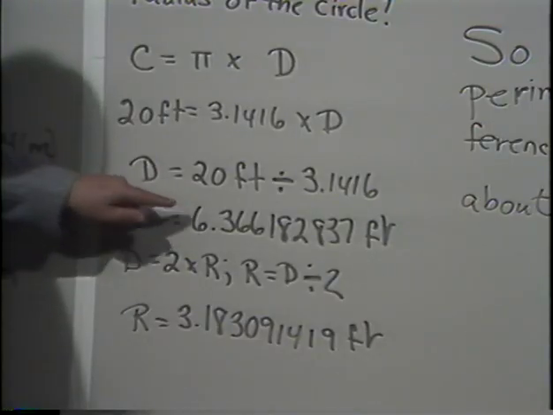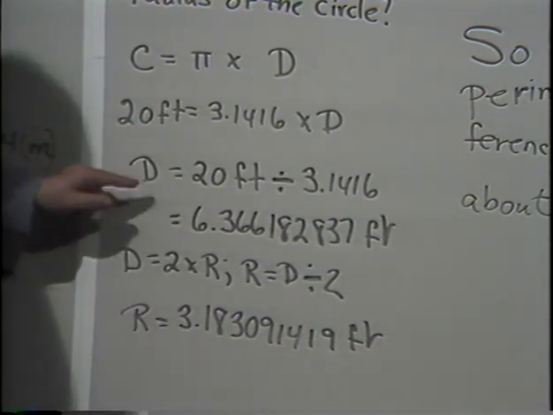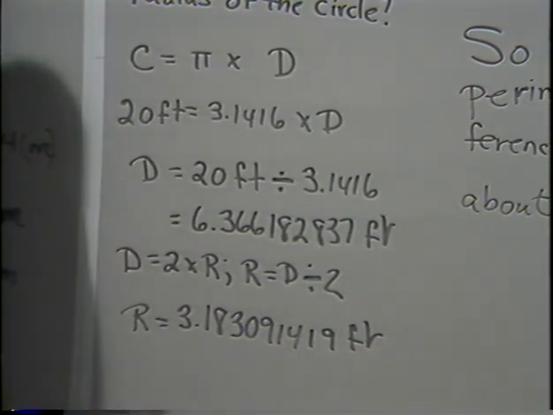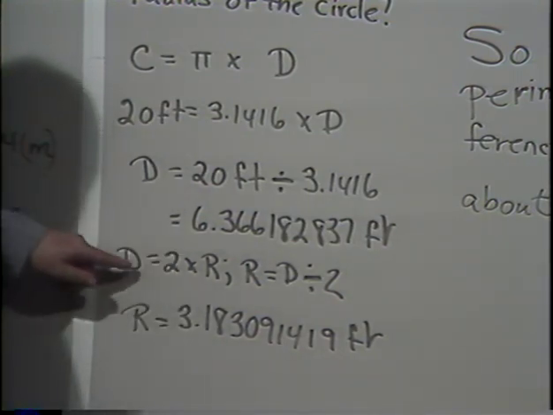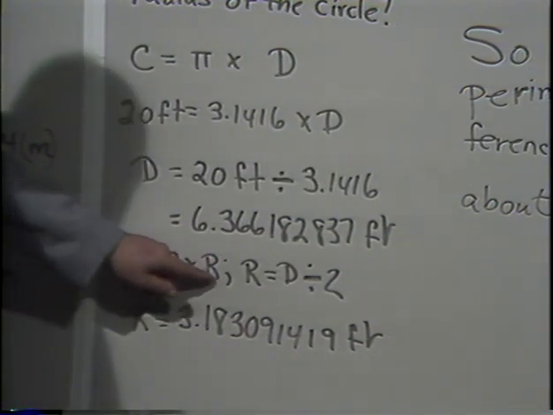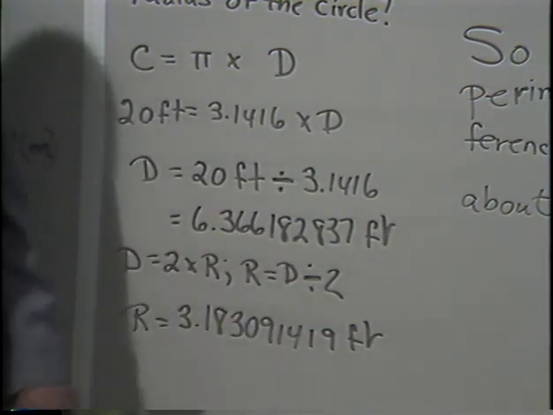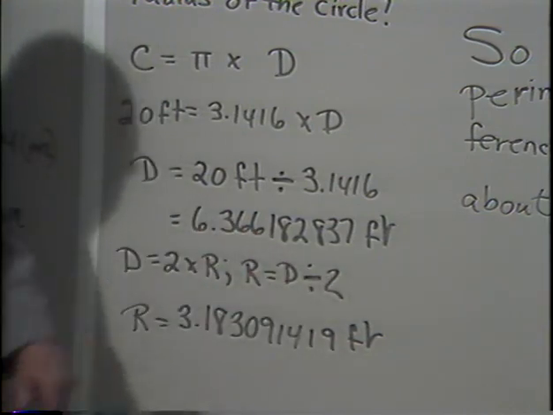Now, what's wrong with the answer so far? What's wrong is that we weren't asked to find the diameter, we were asked to find the radius. How is the radius related to the diameter? Well, since the diameter is twice the radius, the radius is half the diameter. The radius is the diameter divided by 2.